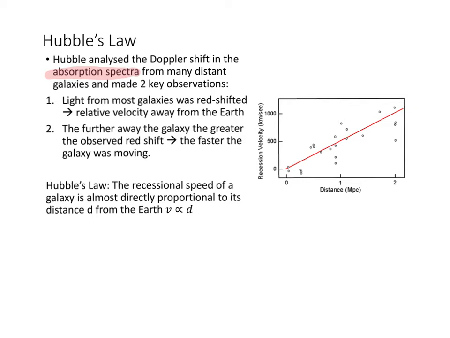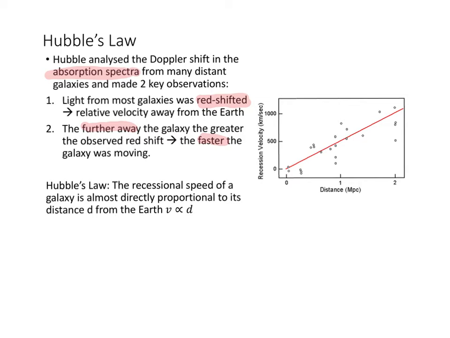And he noticed two things. First one was that the light from most galaxies was redshifted. And we know that if it's redshifted, it means they're moving away from us. So the relative velocity was moving away from the Earth. The second point he noticed is that the further away the galaxy was, the greater the redshift, so the faster it was moving away from us. So he decided to plot this on a graph.